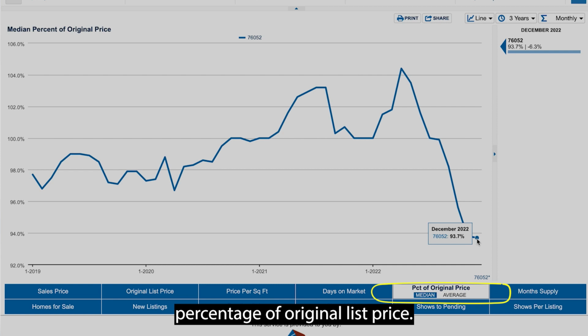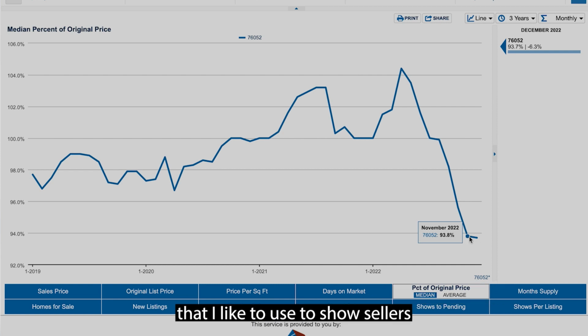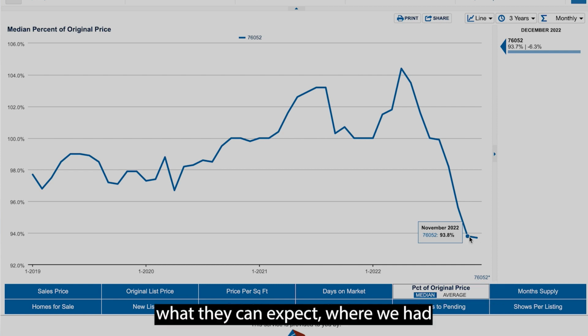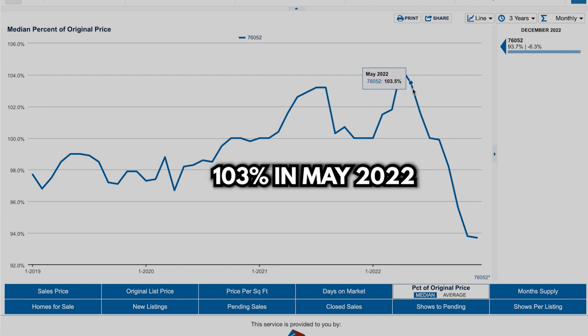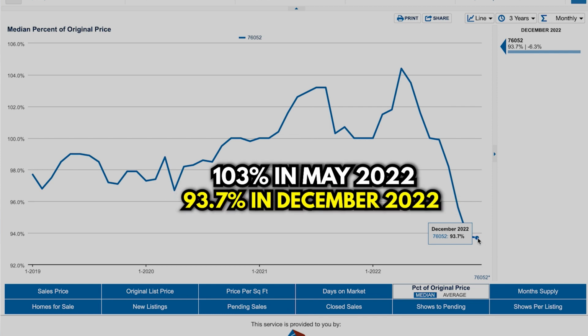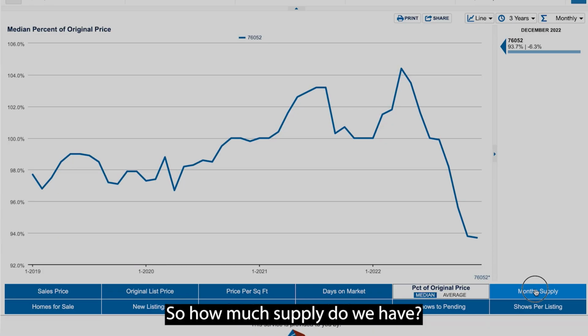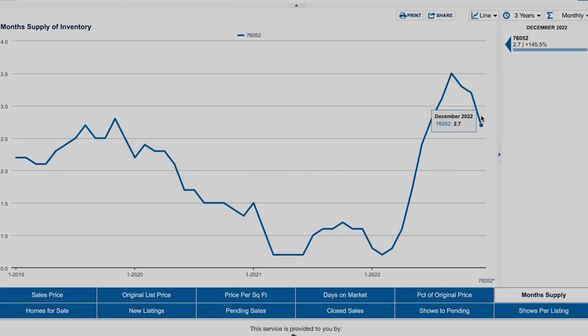Percentage of original list price. This is another data point that I like to use to show sellers what they can expect. Where we had 103% in May, we now have 93% in December. It's a 10% difference. So how much supply do we have?